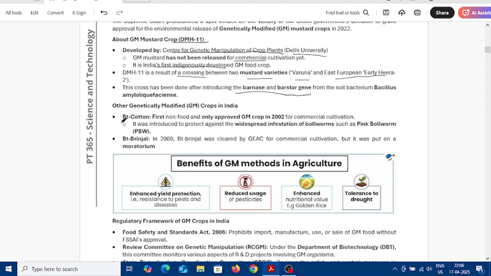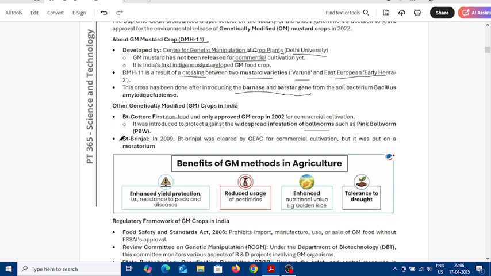Then another GM crop in India is BT cotton. BT cotton has been commercially sanctioned. It is a non-food crop and the only approved GM crop, in 2002, for commercial cultivation. Introduced to protect against widespread bollworms such as pink bollworm disease, to protect from pests, we have introduced this BT cotton. It is the first non-food and only commercialized GM crop.